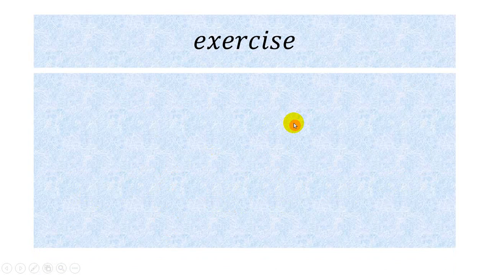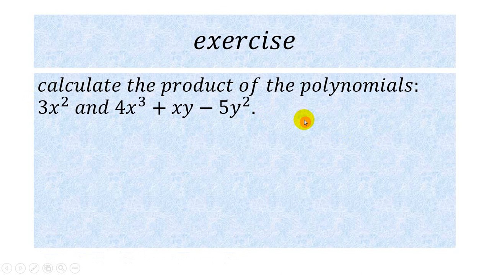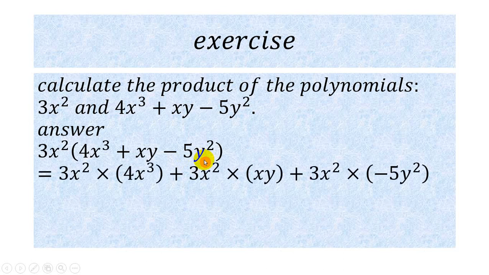Exercise. Continue to exercise. Calculate the product of the polynomials. How do we calculate the product between 3x squared and 4x cubed plus xy minus 5y squared? We can write it like this: 3x squared times the factor 4x cubed plus xy minus 5y squared.